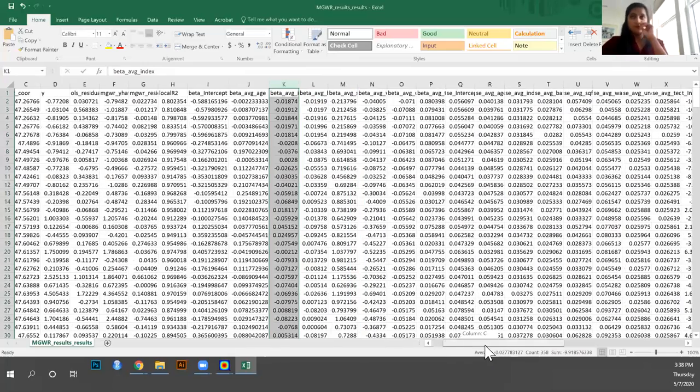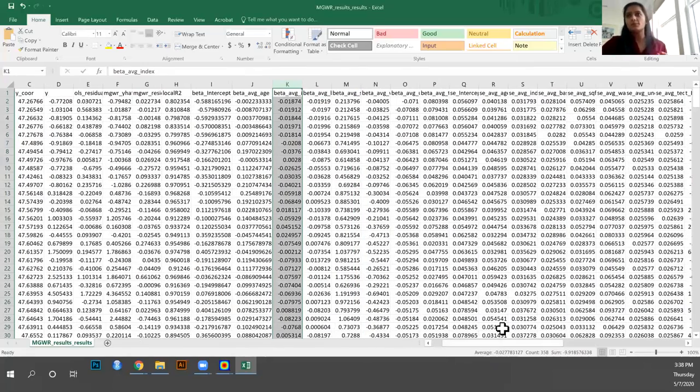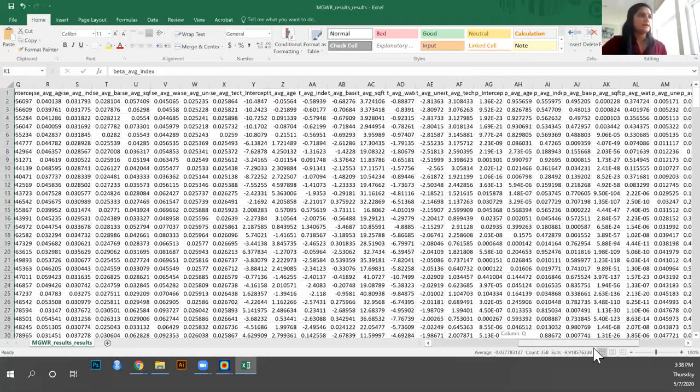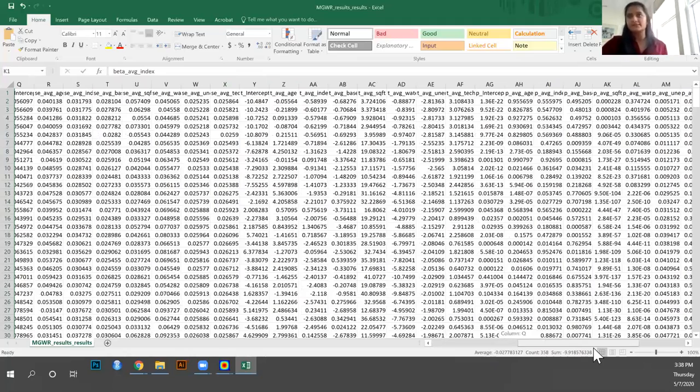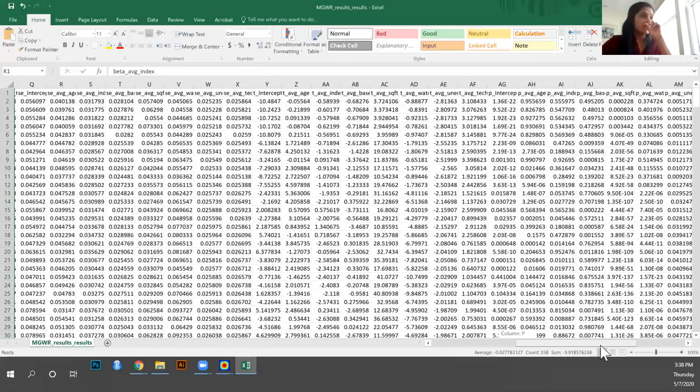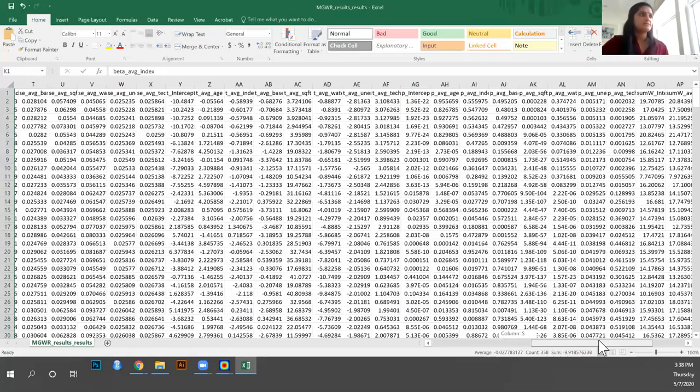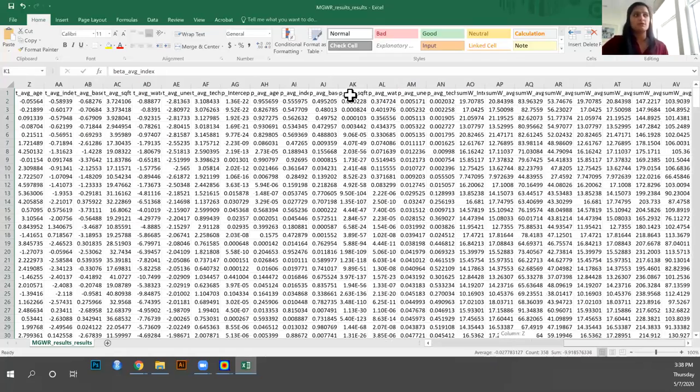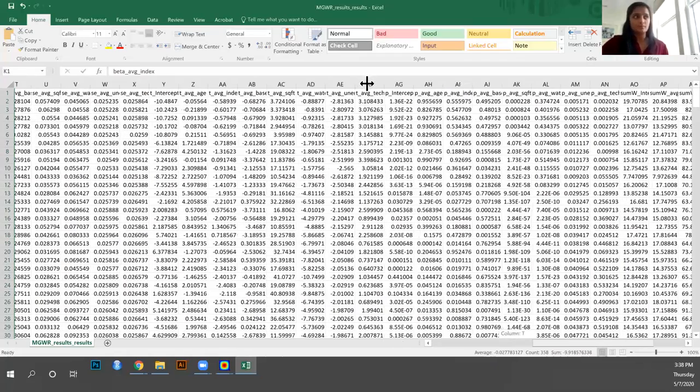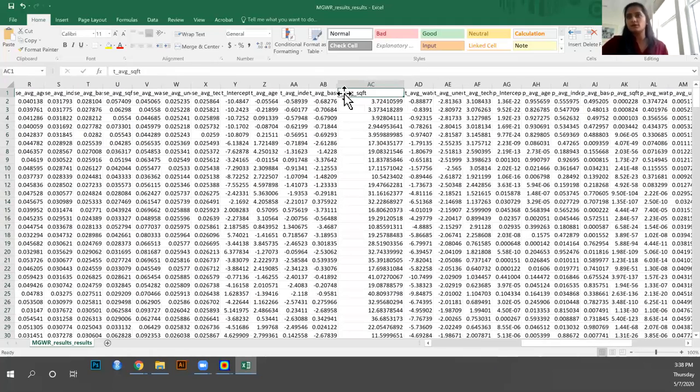Now in MGWR, not all parameter estimates are significant. Some of them are not significant, and those are defined by the statistical criterion of statistical significance. And how you would filter that out is by these columns called the T columns. So all the columns that begin with a T are for the critical value.